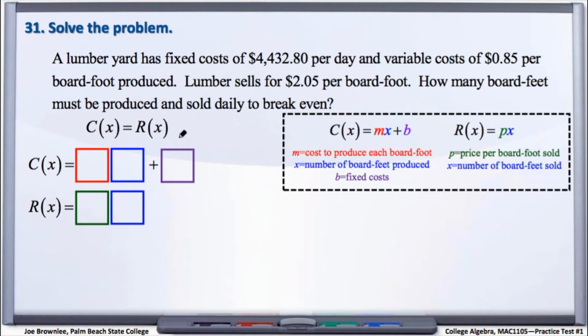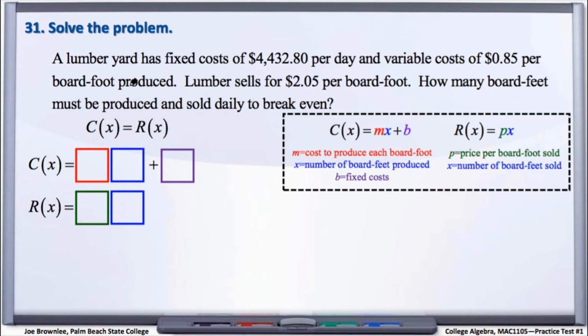All right, so we're going to go back and read the problem again, only now we're going to start identifying this information for the cost function and the revenue function so that we can fill in our missing boxes, and then we're going to set these two things equal to each other.